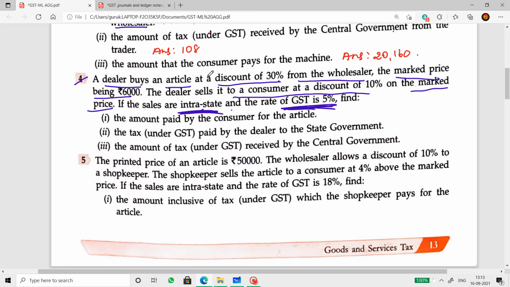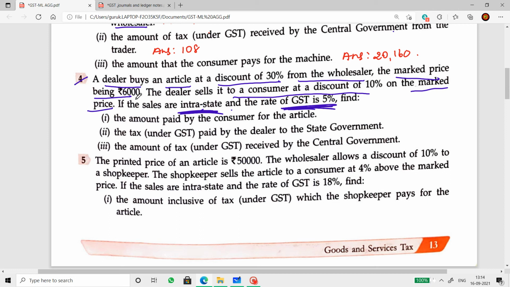Alright. So the dealer buys an article at a discount of 30% from the wholesaler, the marked price being 6,000. Now if the discount is 30%, the discounted value, which means the price after discount, will be 70% of 6,000. There are two ways to do this. This one is an easier way. The other way is a bit difficult, because we have to do all the calculation manually, which is not an advisable way.